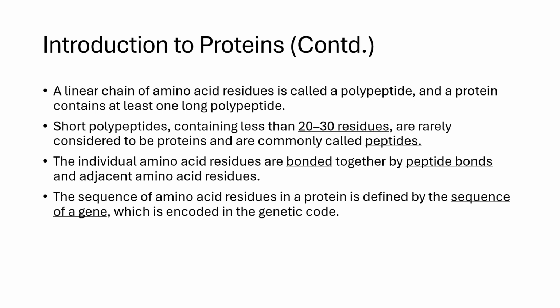Individual amino acid residues are bonded together by peptide bonds between adjacent amino acid residues. The sequence of amino acid residues in a protein is defined by the sequence of a gene, right? We just discussed that, which is encoded in the genetic code.